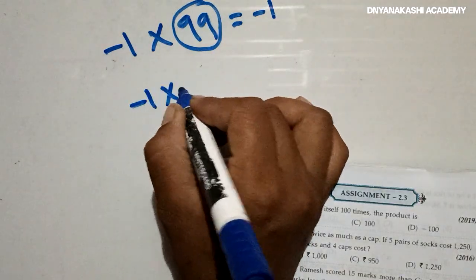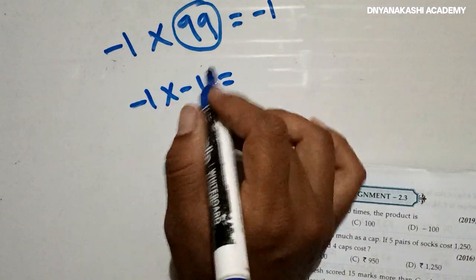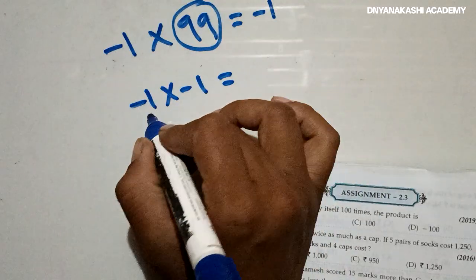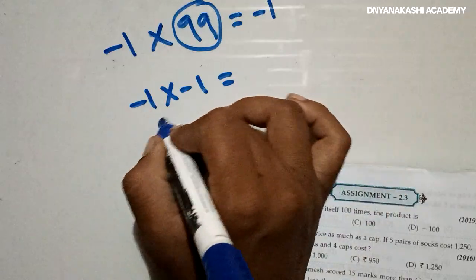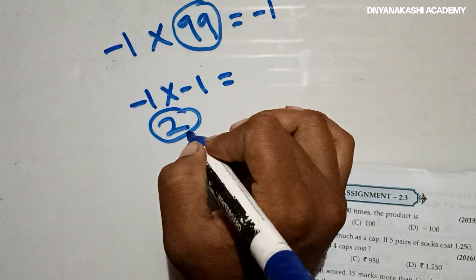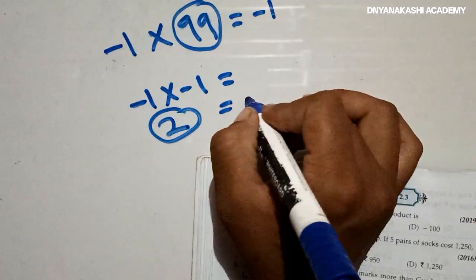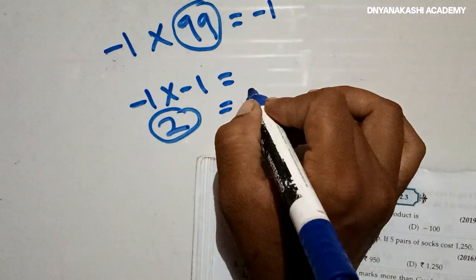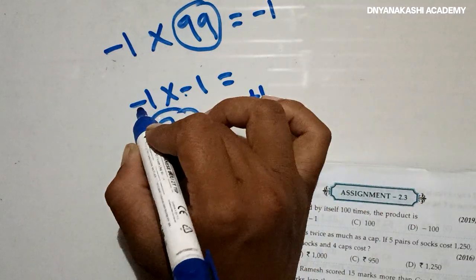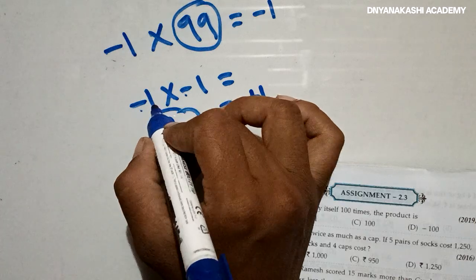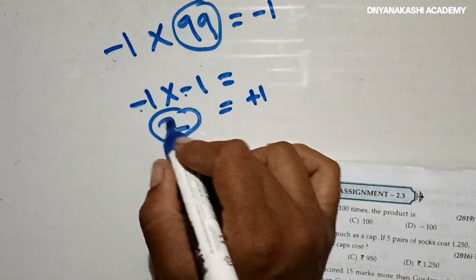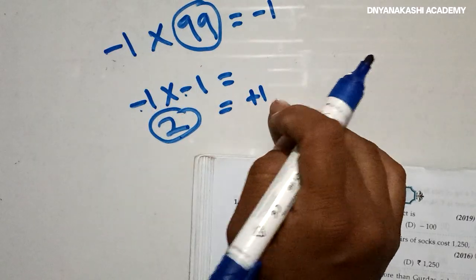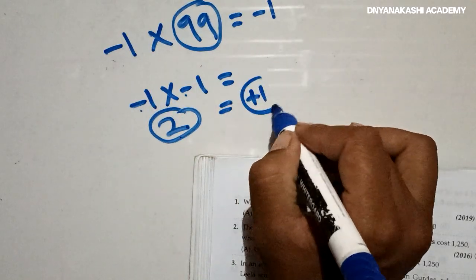Suppose I multiply minus 1 two times. This is a 2 times multiplication, and 2 is even. That's why the answer is plus 1 instead of minus. Minus into minus we get plus, and 1 into 1 is plus 1. That's why when minus 1 is multiplied an even number of times, we always get positive 1.